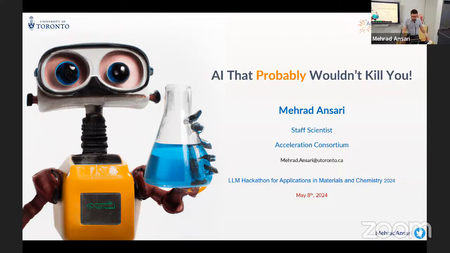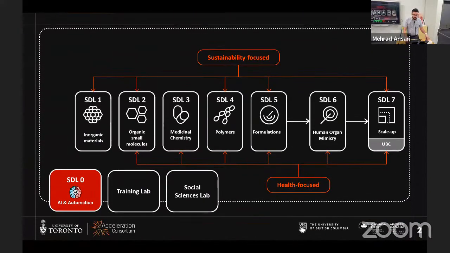So at AC, we are focused on developing many self-driving labs. This is very interdisciplinary research, from inorganic materials to human organ mimicry, where in all these SDLs we share the common goal of introducing reproducibility and higher throughput to autonomous experimental workflows. And SDL 0 acts as a hub between all these SDLs, and essentially we are developing tools that the scientists need in different labs.